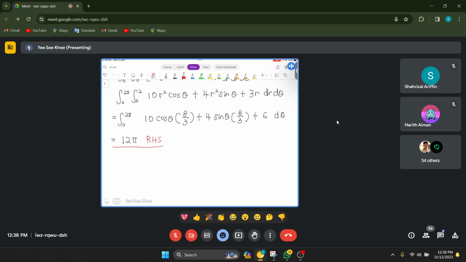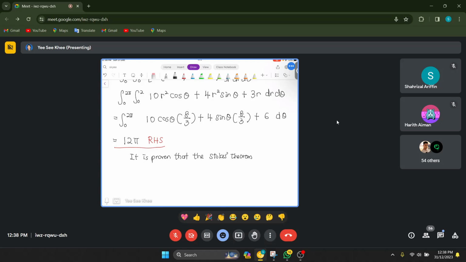So when you have found that the left hand side and right hand side are the same, you can write it is proven, or verified, that the Stokes theorem can be used to solve the line integral of vector field.